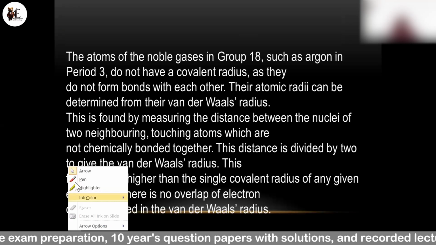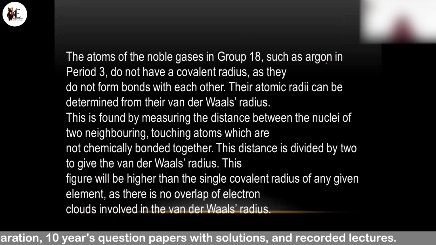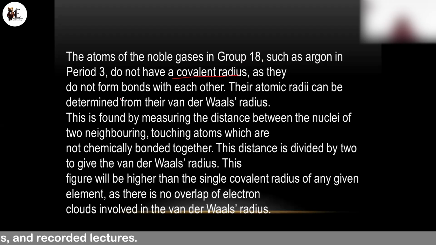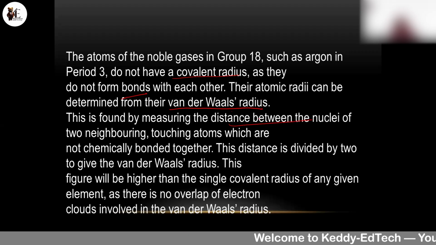The atoms of noble gases in group 18, such as argon in period 3, do not have a covalent radius. Why? Because group 18 elements are unreactive. They are inert and do not form bonds with each other. But we can determine the radius of group 18 elements using the van der Waals radius. How? By measuring the distance between the nuclei of two neighboring touching atoms which are not chemically bonded together.